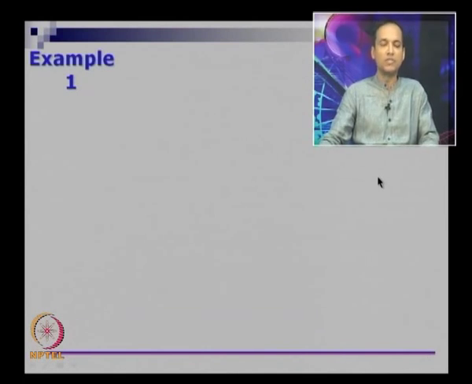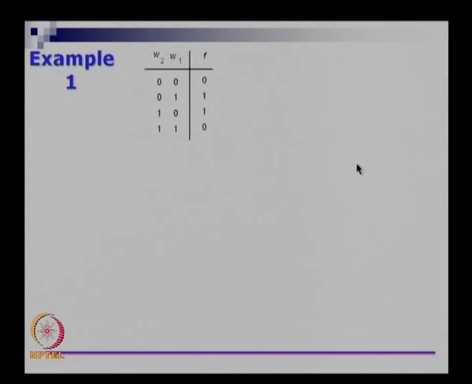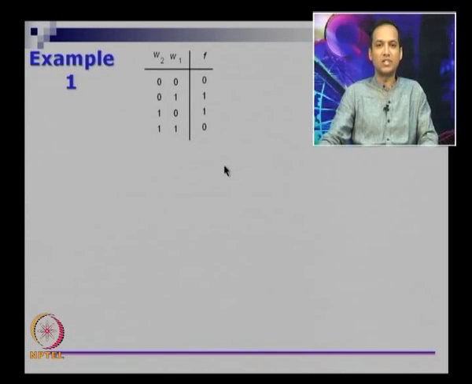Now, let us do a few design examples using multiplexers. Let us say I am given this Boolean function here. W2 and W1, and I have 0 1 1 0. You can recognize that this is actually a multiplexer. When 0 and 1 are different, then you have a 1, when they are same, the output is 0.